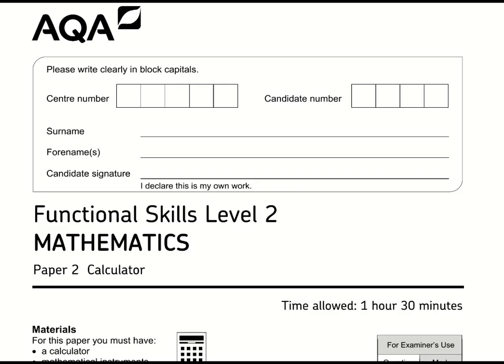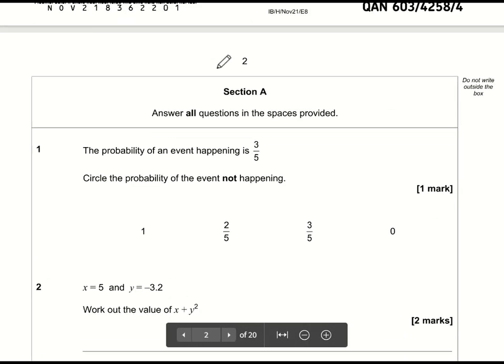Here are the video solutions for AQA Functional Skills Level 2 Maths. This is paper 2, which is the calculator paper, and this is November 2021. So let's take a look at section A.